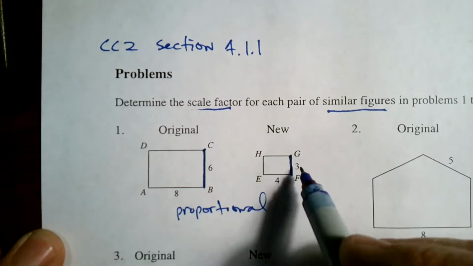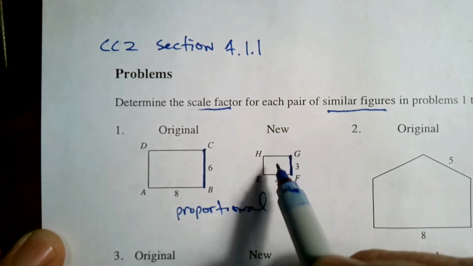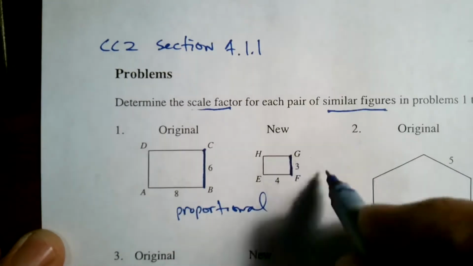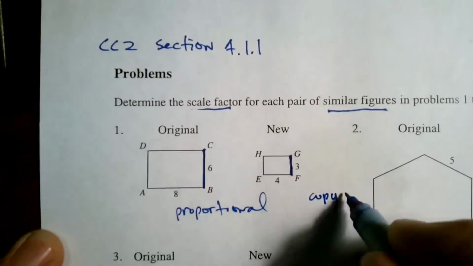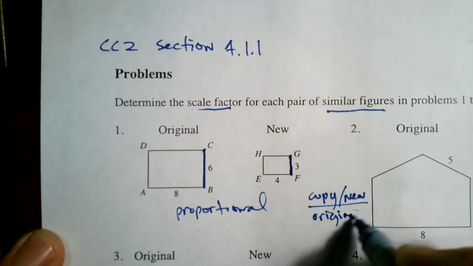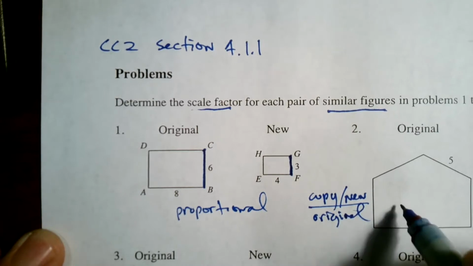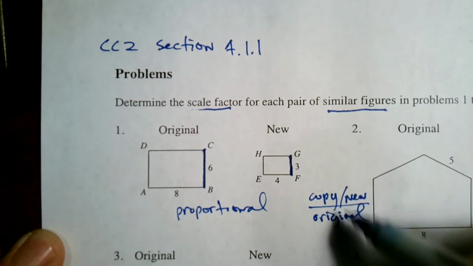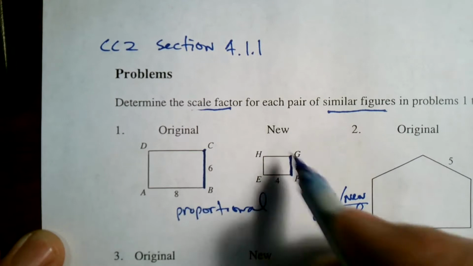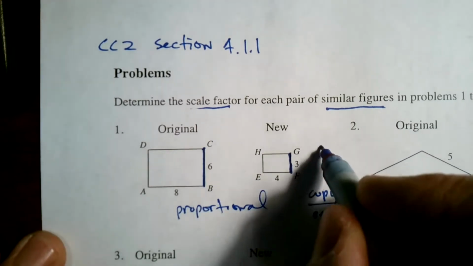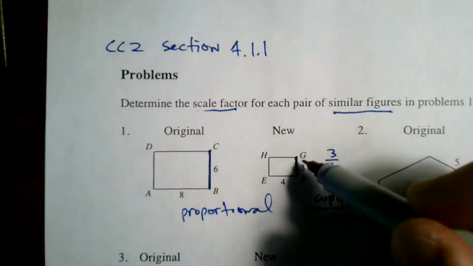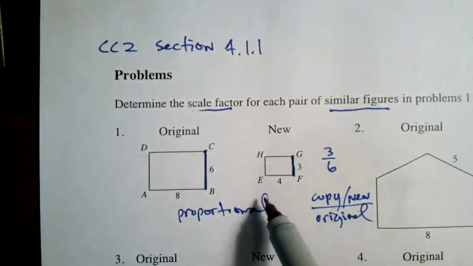So what do we have? You take the new over the original, the copy. It's always the copy or new over the original. That's how you're going to get the scale factor, and that's also how you compare the ratios. In this case, copy over original is 3/6. So that corresponding side, GF to CB, is 3/6.